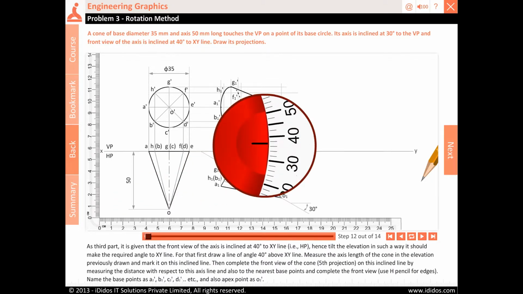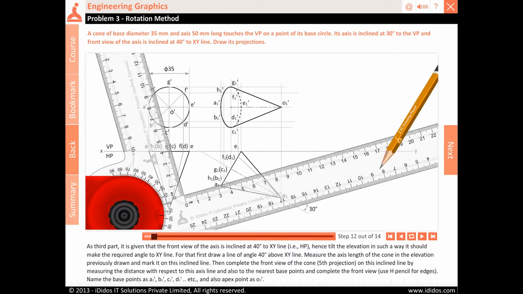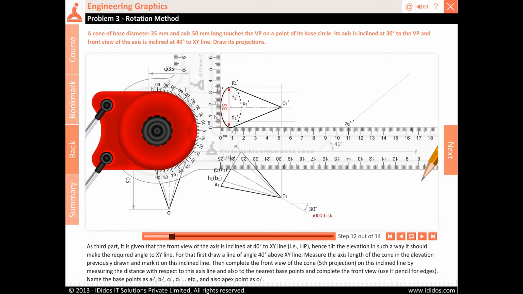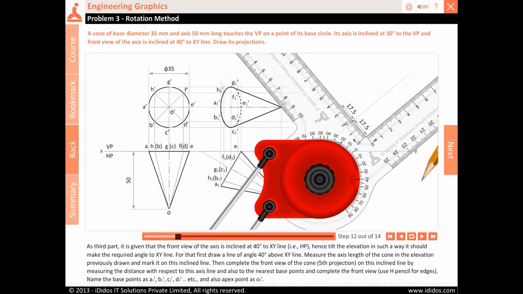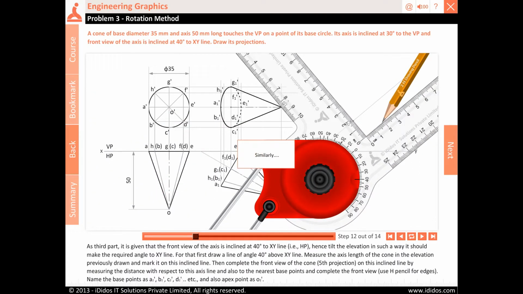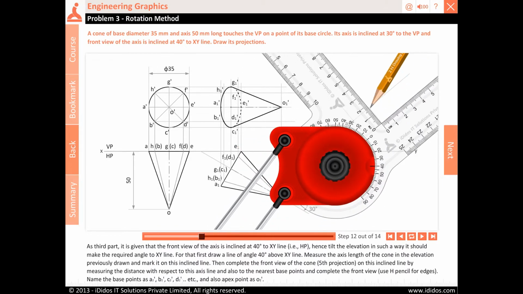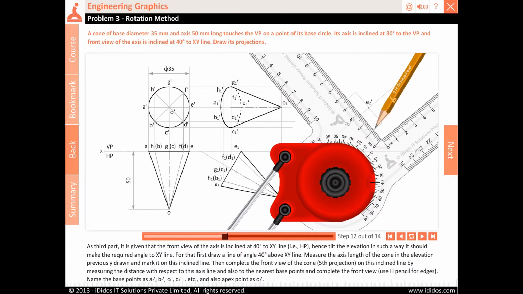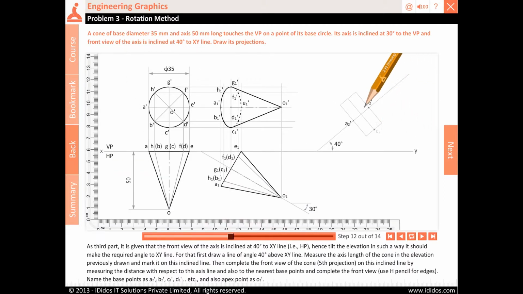As third part, it is given that the front view of the axis is inclined at 40 degrees to XY line, that is HP. Hence, tilt the elevation in such a way it should make the required angle to XY line. For that, first draw a line of angle 40 degrees above XY line. Measure the axis length of the cone in the elevation previously drawn and mark it on this inclined line. Then complete the front view of the cone, fifth projection, on this inclined line by measuring the distance with respect to this axis line and also to the nearest base points, and complete the front view.